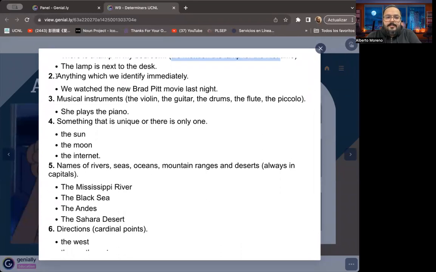Also, it says in here, anything which we identify immediately. For example, something that is obvious, or something that is in fashion. For example, we watched the new Brad Pitt movie last night. Something that is quite easy to identify. The new Brad Pitt movie last night. The new movie of The Conjuring, or the movie of The Nun. Okay.